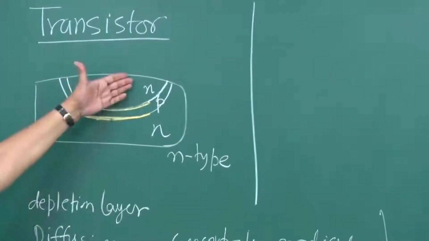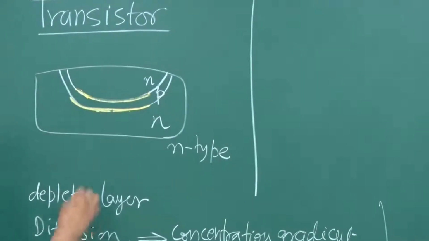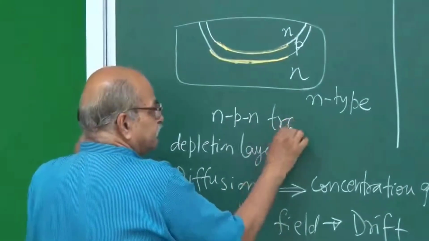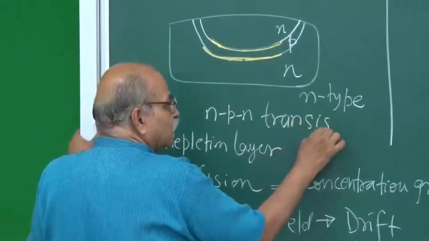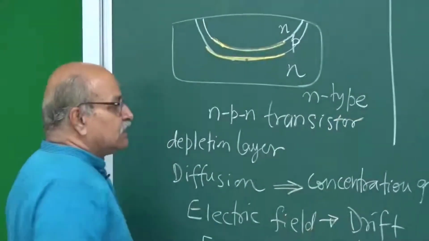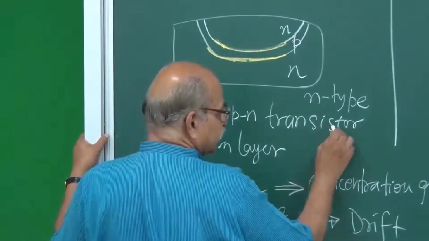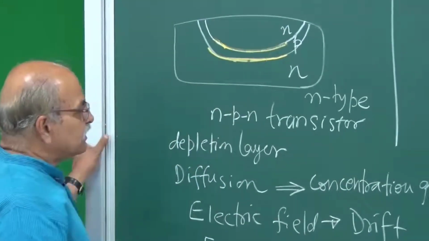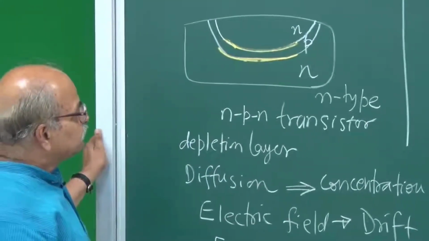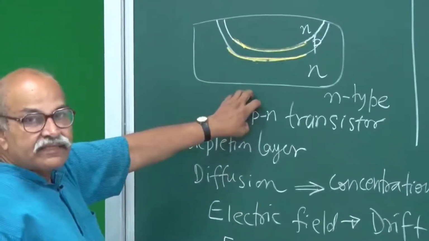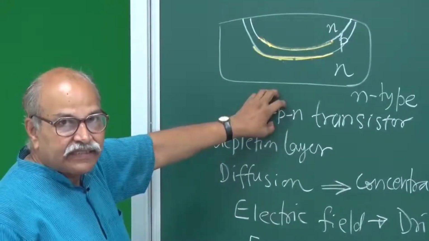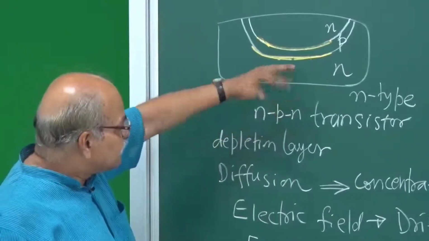By the way, this is called an NPN transistor. And most of the time we will be using the NPN transistor to explain all the physics, all the processes in the transistor. But you can have the opposite of this.